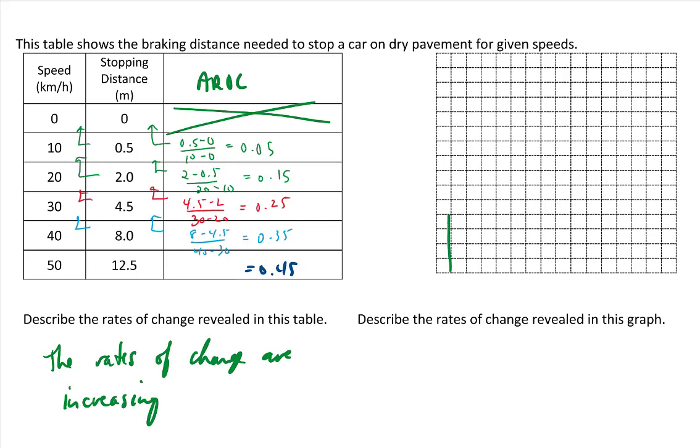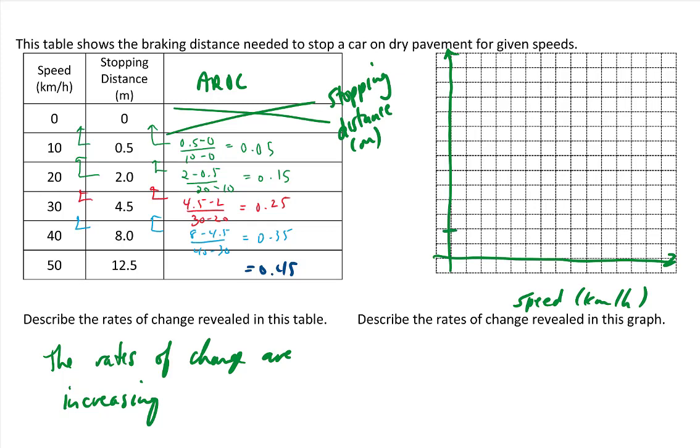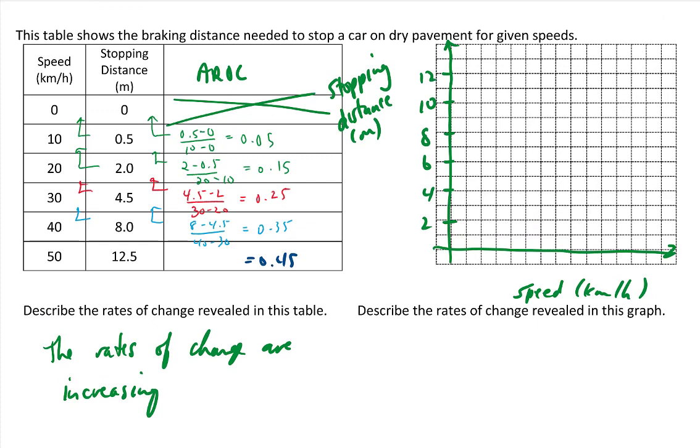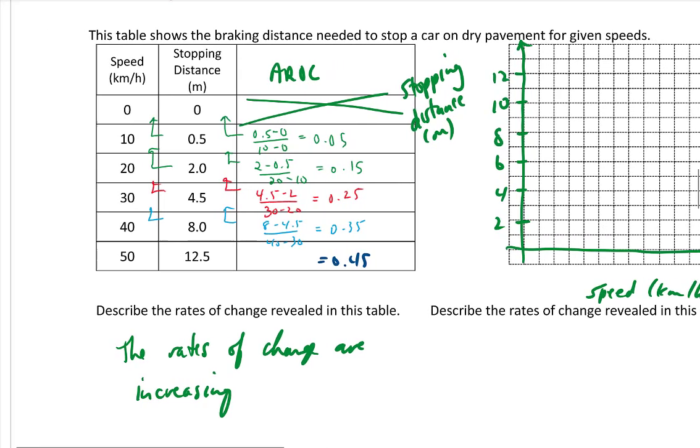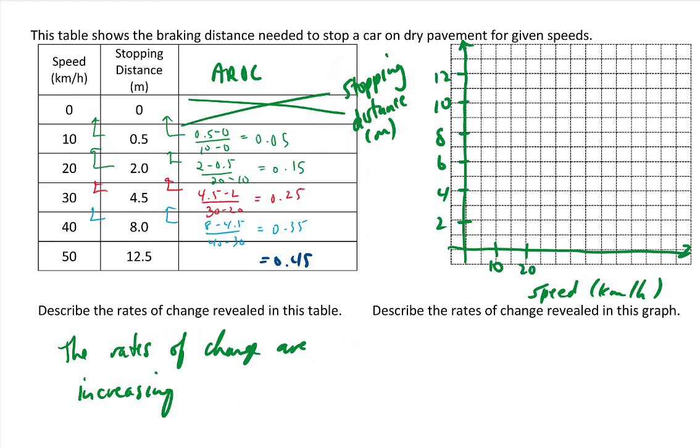So let's graph the data and see what this looks like. I'm going to count by ones along the y-axis, and I'm going to count by fives along the x-axis. So if I want to graph these points, I'm going to start at 0, 0 again. Then it's 10 and 0.5, 20 and 2, 30 and 4.5, 40 and 8, and 50 and 12.5.